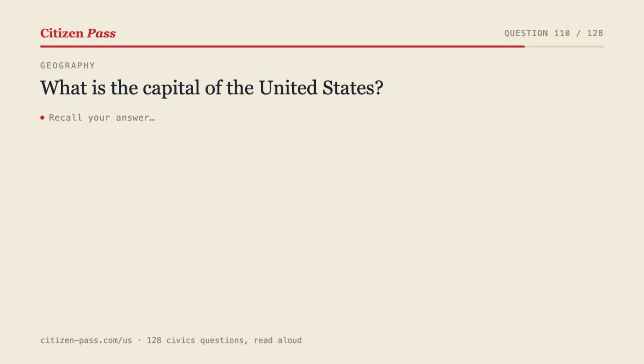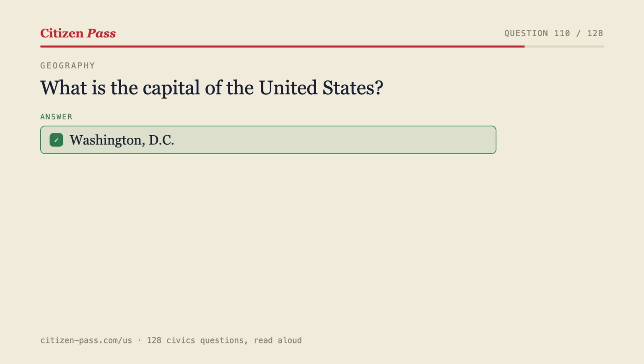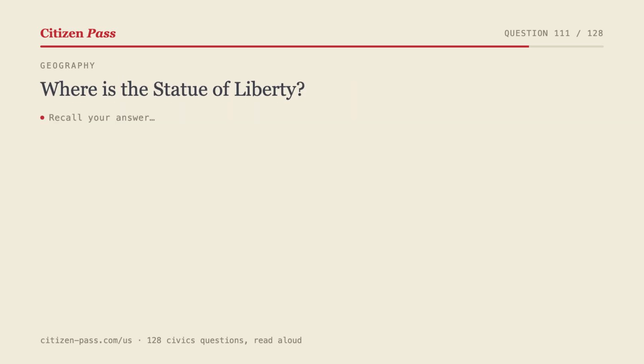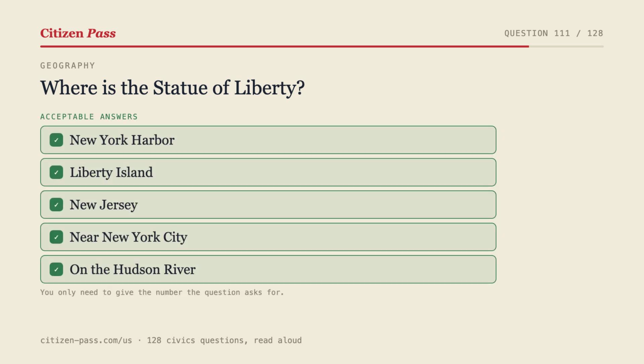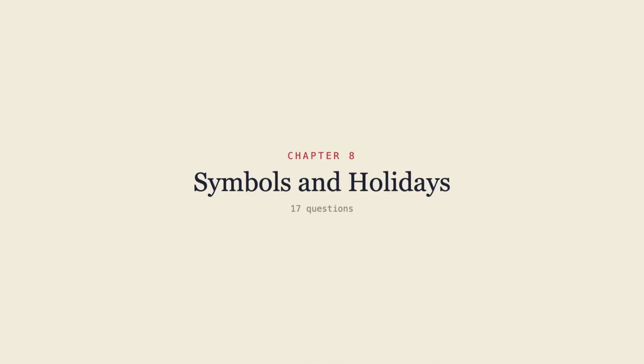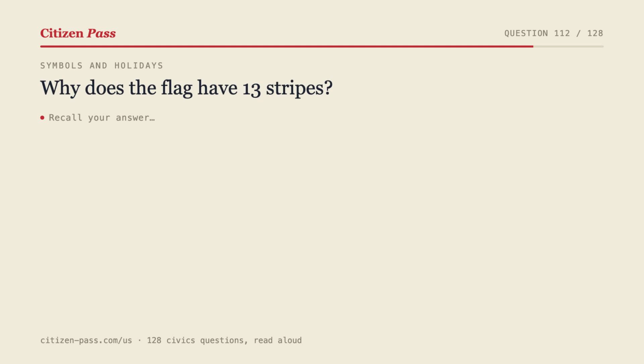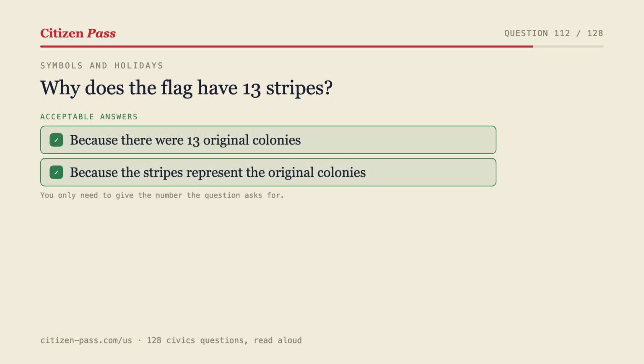What is the capital of the United States? The answer is Washington, D.C. Where is the Statue of Liberty? Acceptable answers include New York Harbor, Liberty Island, New Jersey, near New York City, or on the Hudson River. Why does the flag have 13 stripes? Acceptable answers include because there were 13 original colonies, or because the stripes represent the original colonies.